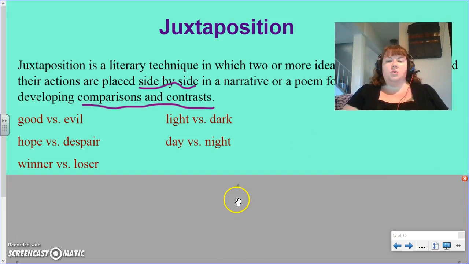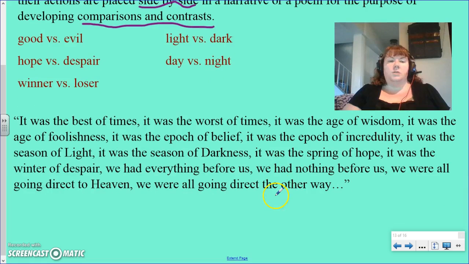Now, I'm going to put up a piece of literature here for you. This is a perfect example of a juxtaposition. It shows the placement of the ideas side by side. It's comparing and contrasting. But I want you to listen to what I am reading to you and listen to the differences and the contrasts it gives. Okay?